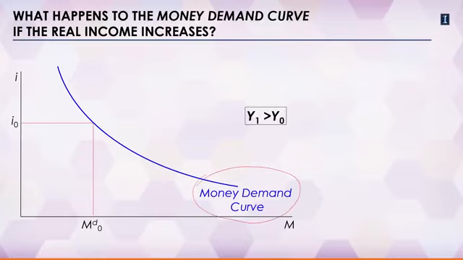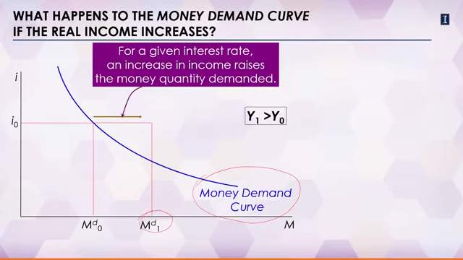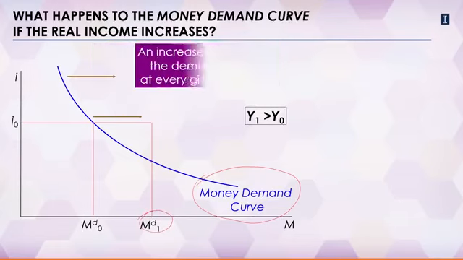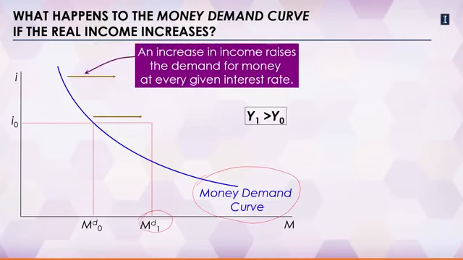Now, at I0, if real income goes up, we want to make more purchases, we need more money. So at I0, the amount of money that people want to hold is higher, MD1, rather than MD0. But this is true for every level of interest. Demand for money is going to go up for every rate of interest. So interest rate, money demand combinations are no longer going to be in the place they used to be before. They're going to be at a higher position. In fact, the whole curve is going to shift to the right.